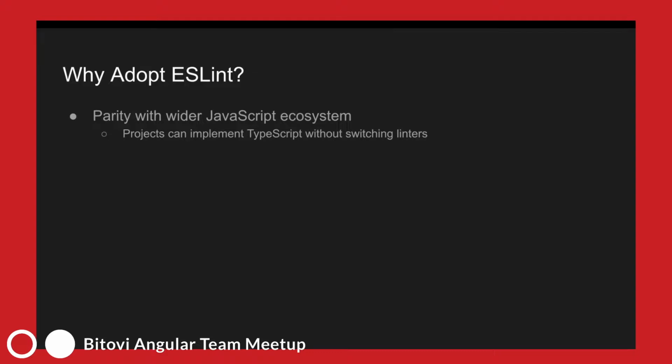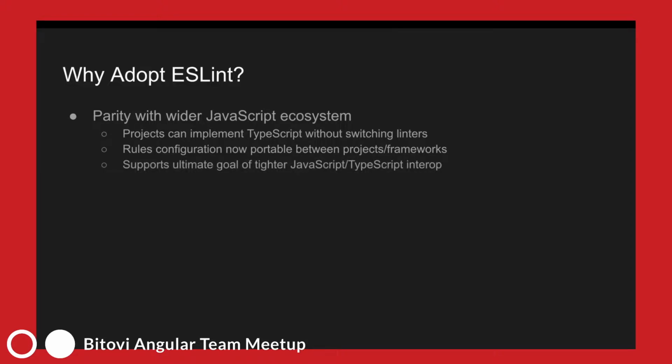Some nice benefits of working with ESLint as opposed to a dedicated TypeScript linter: if you have an existing project that you're trying to add TypeScript to somewhat incrementally, you don't have to switch linting frameworks in order to do that. Your rules configuration, which will probably not change that much between different projects or frameworks, is now a lot more portable since you only have the one linter to worry about. And this just goes towards the wider community goal of tighter interop between JavaScript and TypeScript.